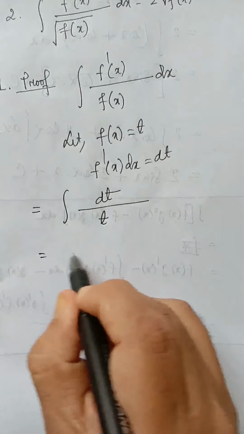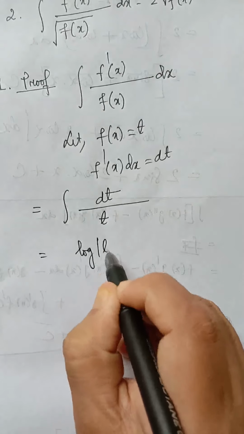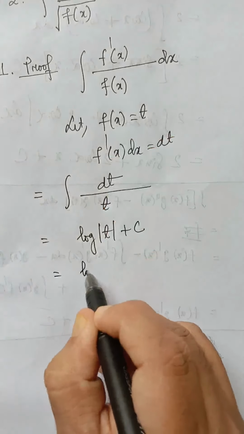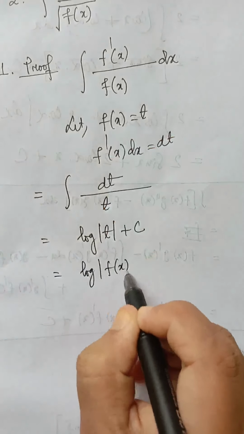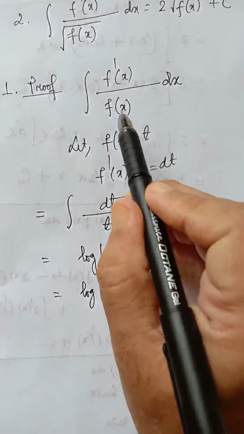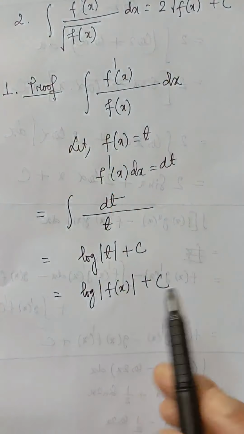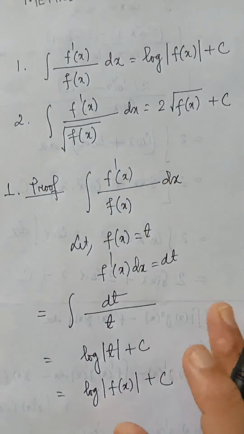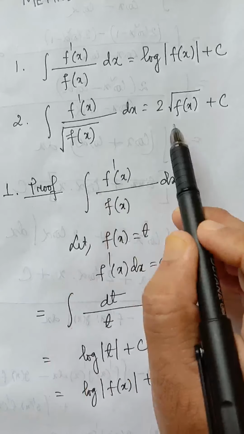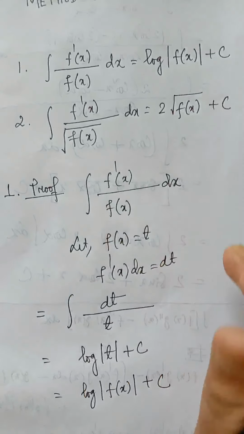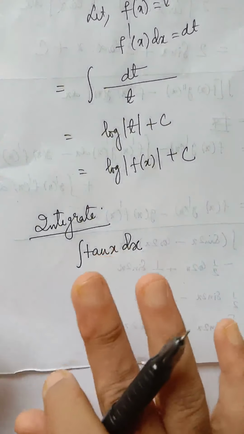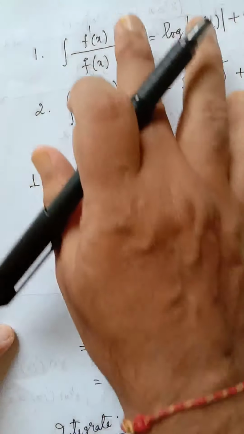Integration of dt by t is log of t plus c, and t equal to fx. So ultimately the result is log of fx plus c. So this is a very important theorem, integration of f dash x by fx equal to log of fx plus c. Similarly, we can prove f dash x by root over fx is equal to 2 into root over fx plus c. Now let us solve some integrals using these two formulas.